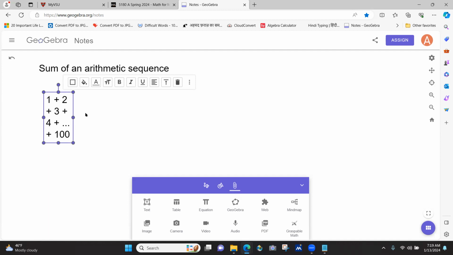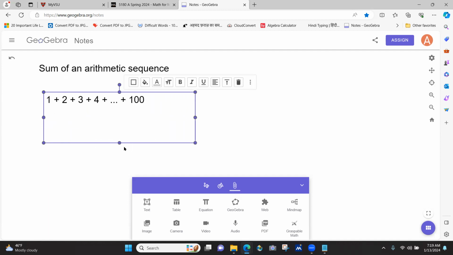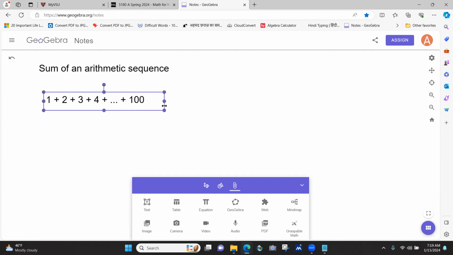plus 100. This is an arithmetic sequence, and I'm taking the first 100 terms, the first, the second, the third, 1, 2, 3, 4, all the way up to 100. This arithmetic sequence has a common difference of 1. 2 minus 1 is 1, 3 minus 2 is 1, 4 minus 3 is 1. You get the point.